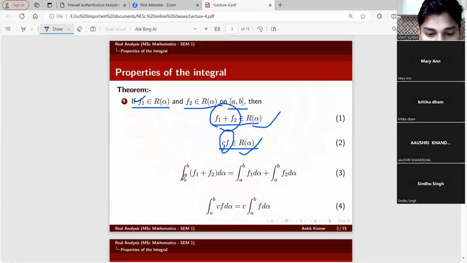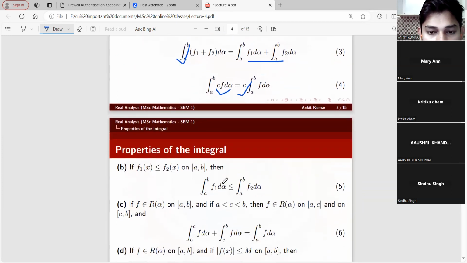Now, if we operate the integration on f1 plus f2 d alpha, it equals the integral from a to b of f1 d alpha plus the integral from a to b of f2 d alpha. In a similar manner, the integral of c times f d alpha is equal to c times the integral from a to b of f d alpha. So we apply the integration part by part over a to b.